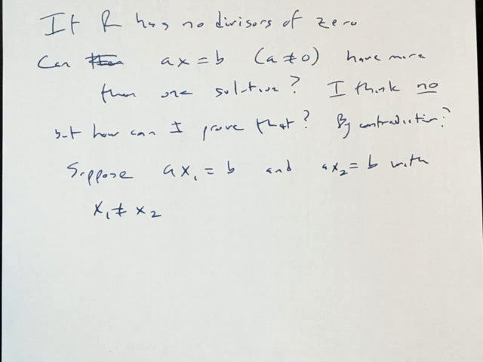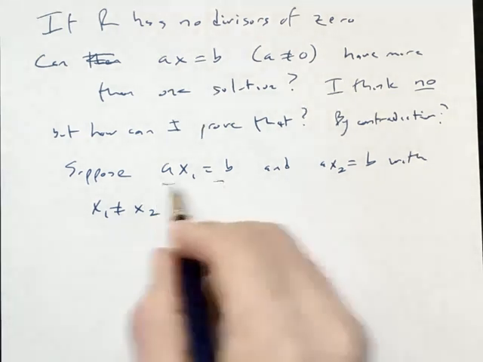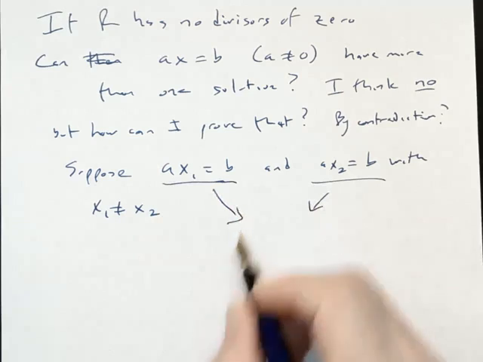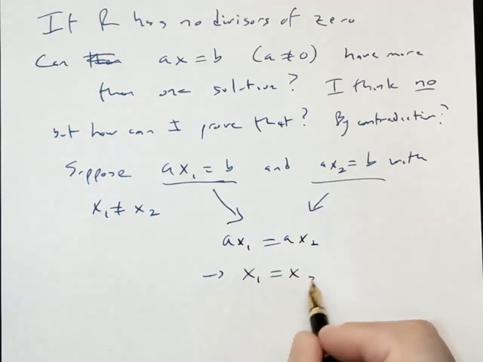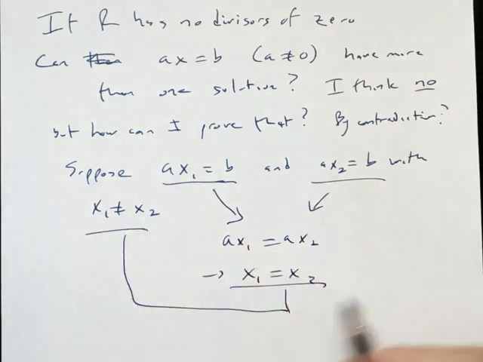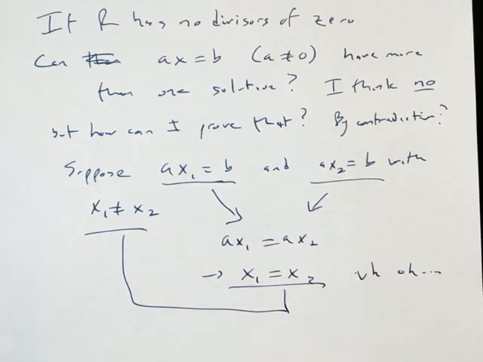What can I do with those 2 equations? If I have no 0 divisors, canceling works. There's my contradiction. You said they were different, but they can't be because canceling works in this universe. Wait a second. If I have no zero divisors, then AX equals B has a unique solution.